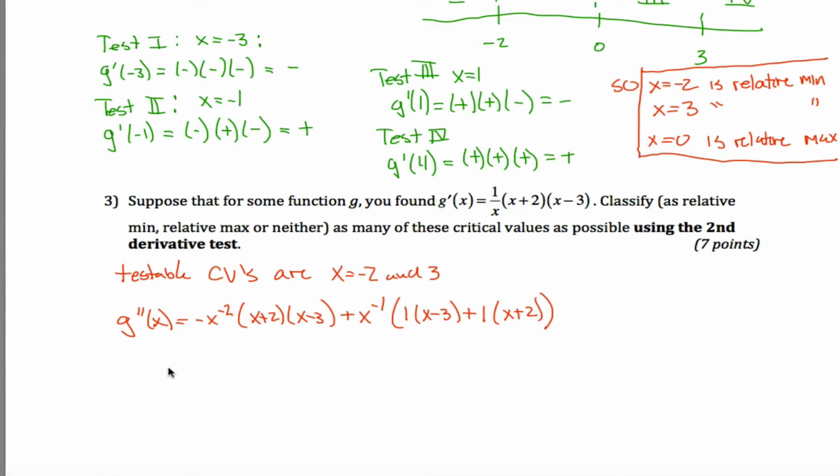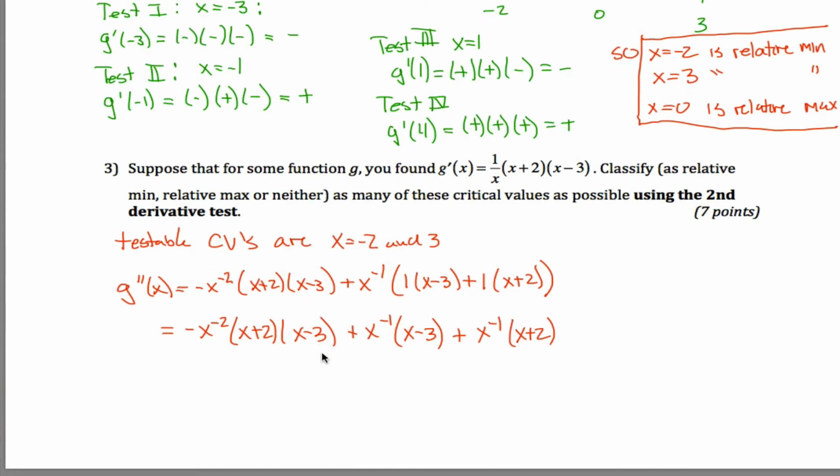So what I get as my second derivative is negative x to the negative 2 power times x plus 2 times x minus 3, plus x to the negative 1 power times x minus 3, plus x to the negative 1 power times x plus 2. This huge mess right here. Let's see, I guess you could factor if you really felt like it, but I don't even think I'm going to bother. I'm going to leave this as my second derivative, and all I've got to do is figure out what the sign of this thing is when x equals negative 2 and 3. So let's see what happens.